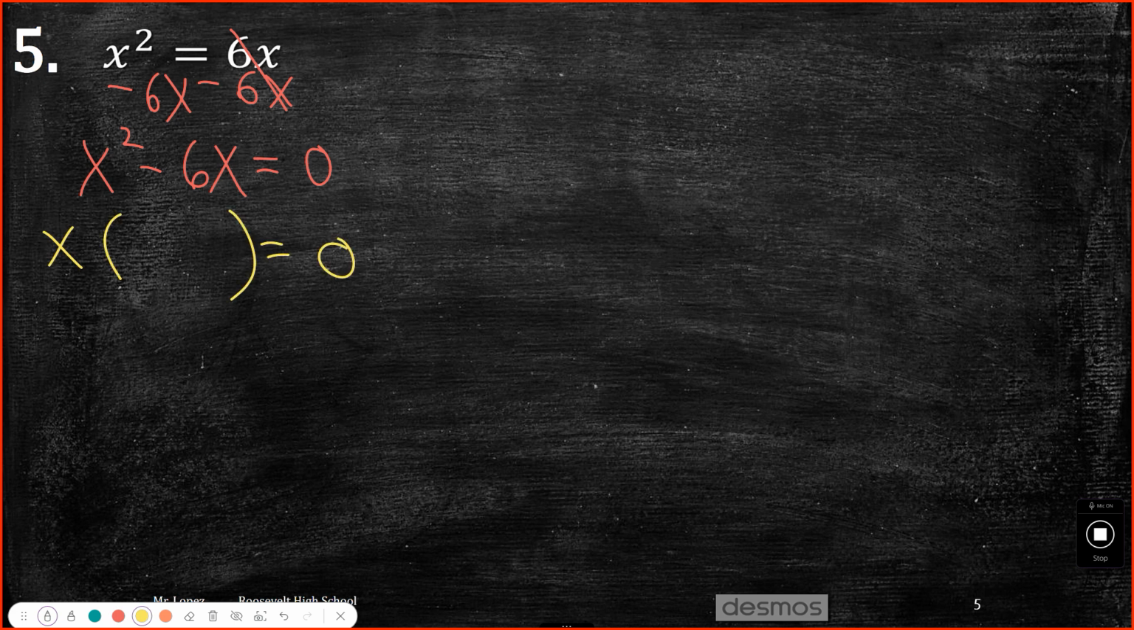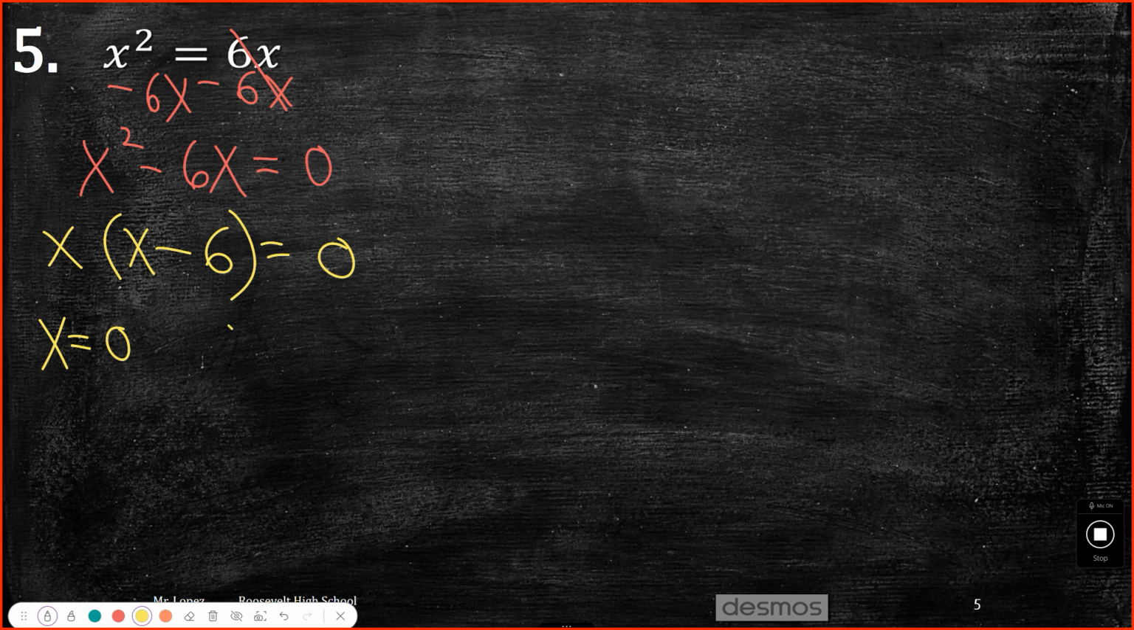So now x times what is x squared? It's just x. Well, x times x is x squared. And then x times what is negative 6x? Negative 6. And then we do the zero product property. We say that x has to be equal to 0, because 0 times anything is 0. So x is 0.